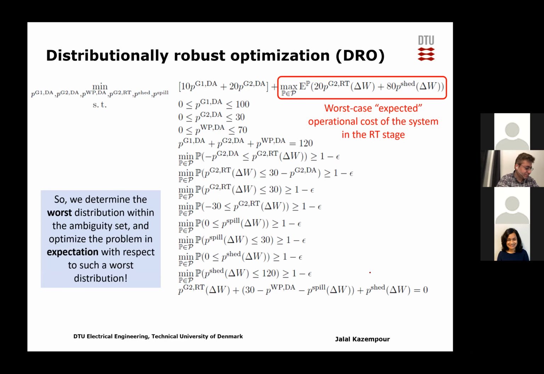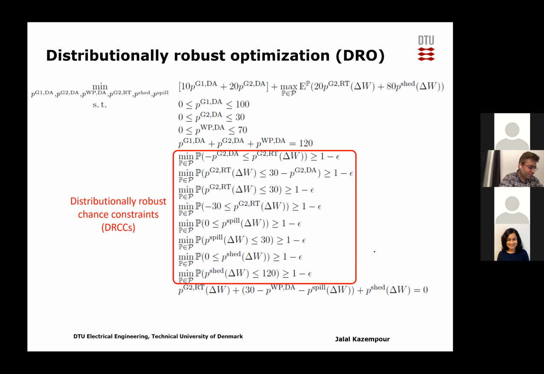Very good. So as I said, we determine the worst distribution within the ambiguity set, and then we optimize the problem in expectation with respect to such a worst distribution. Is it clear? If a few of you write that it's clear, I'll be sure it's super clear to everyone. Very good.